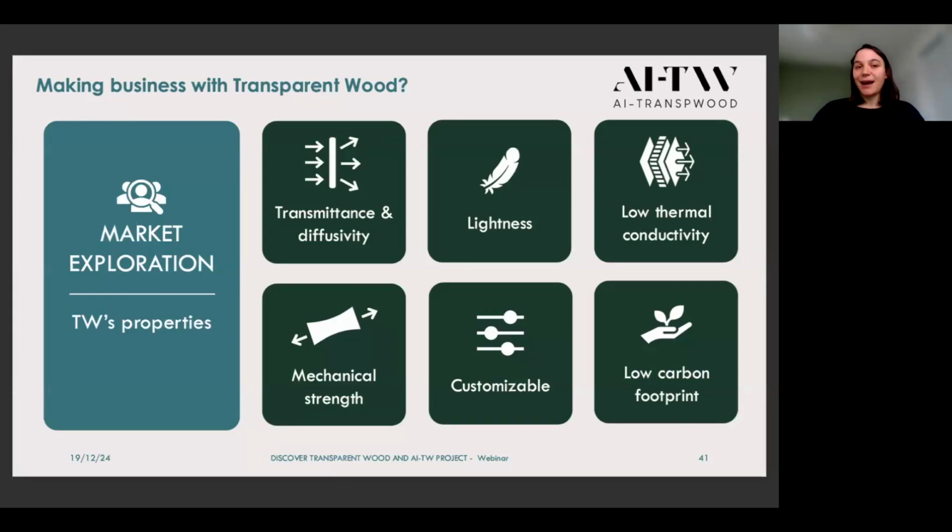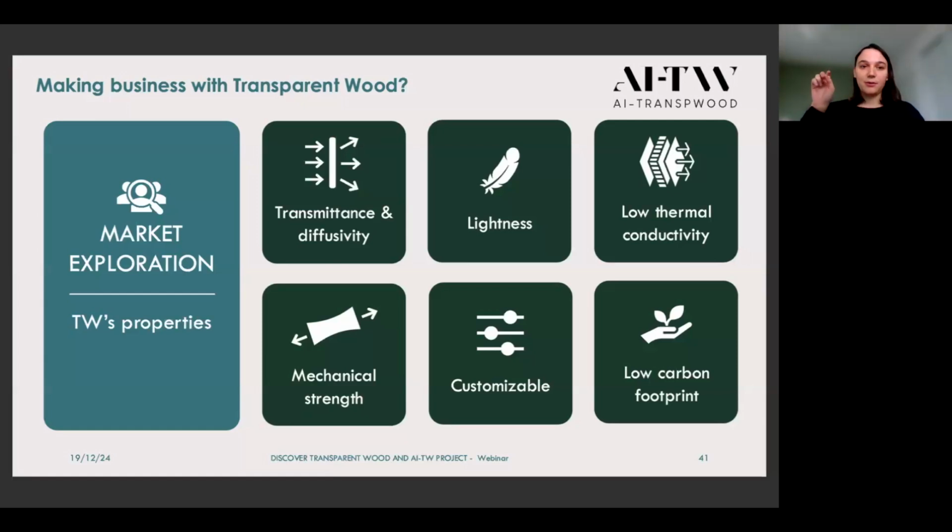Importantly, it is highly customizable, and properties can be tailored to various contexts, which is also why we need to consider a broad range of possible applications. And finally, in some cases, it can have a lower carbon footprint than other materials, as will be discussed later in this webinar. So once these interesting properties are identified, it is easier to see which applications could be relevant.